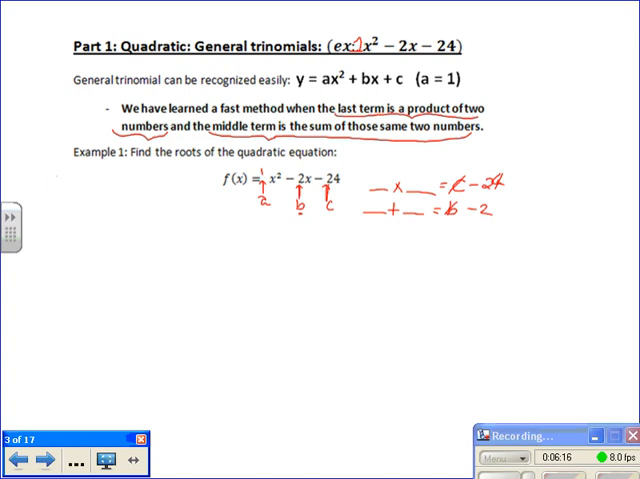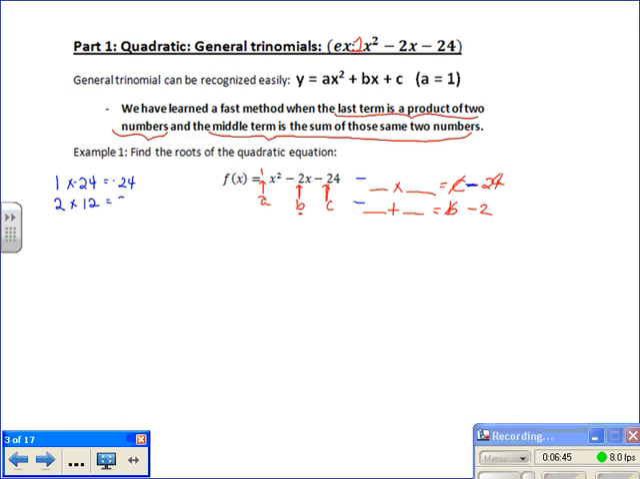So we could think about it, 1 times -24 is going to give me -24, but 1 plus -24 is not going to give me -2. Then we could go 2 times 12. Remember that one of these is going to have to be negative because when we multiply, we get a negative number. So one must be negative and one must be positive. I can already assume that right away.